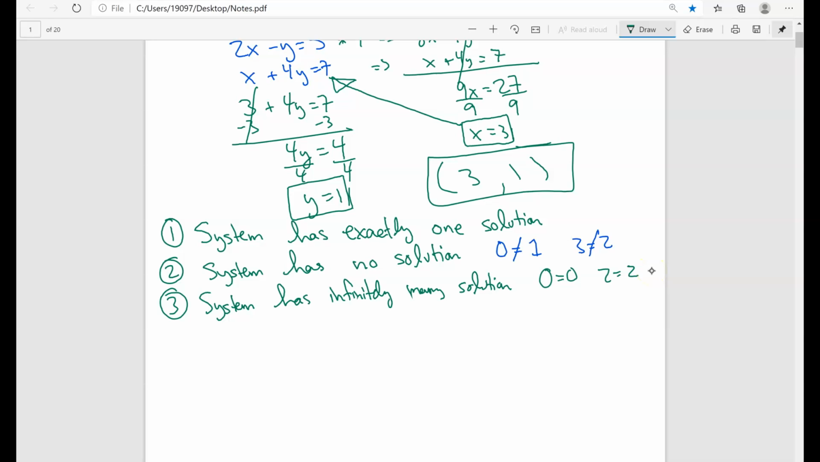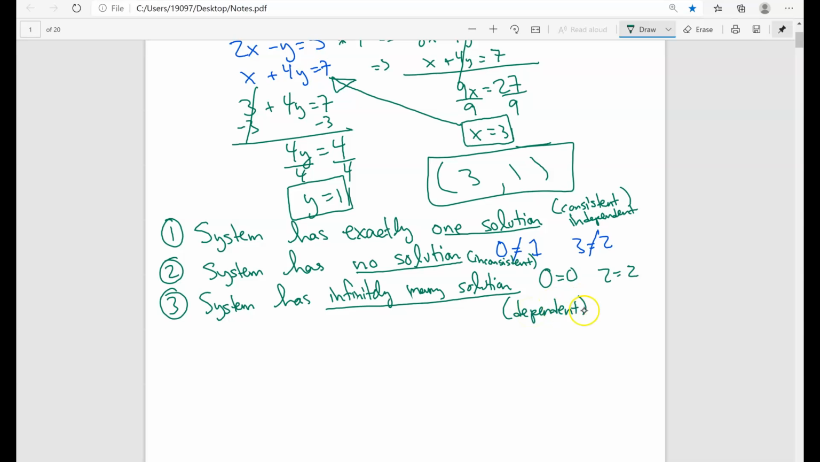When you have one solution, we usually call this consistent, and we also call it independent. So let's just call it consistent and independent. If you have no solution, we call it inconsistent. So this one will be inconsistent. And if we have infinitely many solutions, we call this dependent.